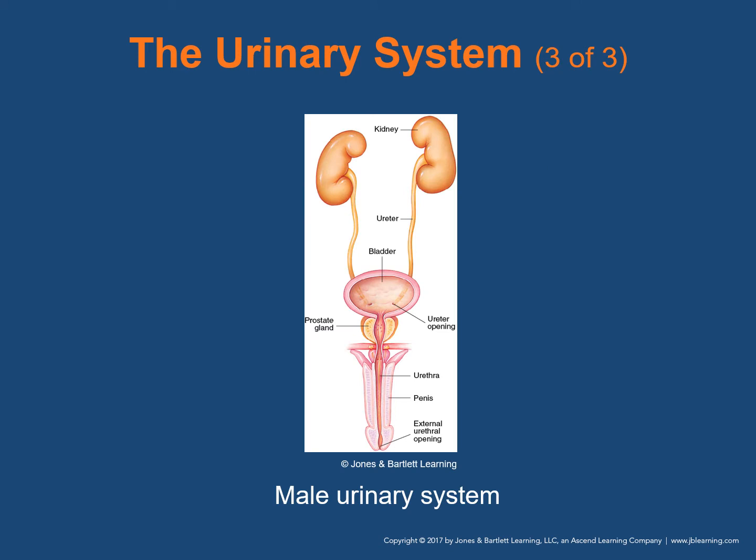This is kind of a picture of the urinary system. You can see the two kidneys and the ureters traveling to the bladder. And then this is obviously the male urinary system. You notice the prostate gland there. When a patient has an enlarged prostate, it's going to impact their ability to empty their bladders.